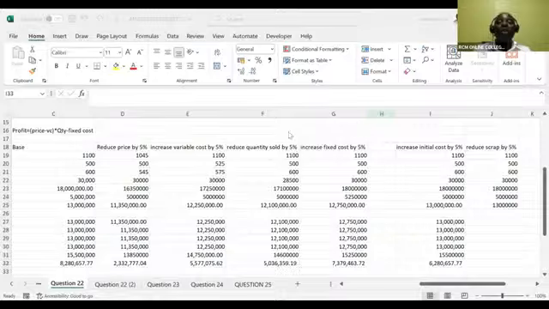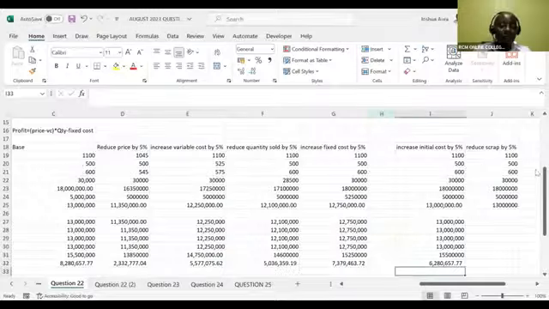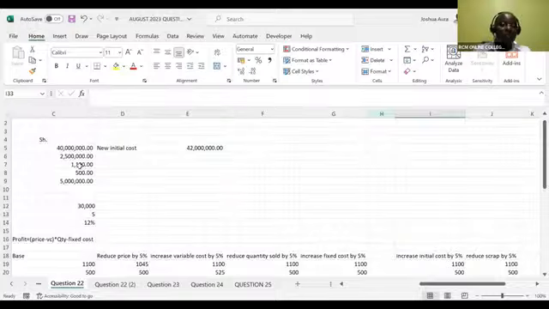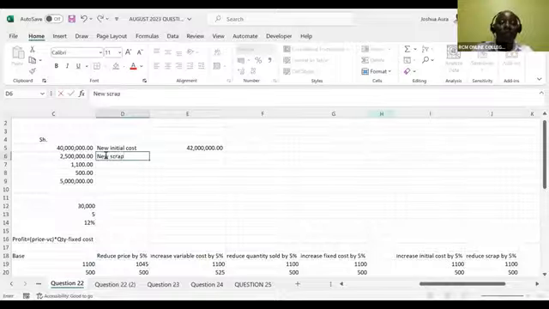So now we are reducing scrap. You don't have the scrap value among these. Simply go to where you are able to see scrap value. This is the one. Just give me the new scrap value. So new scrap value, what do we have?